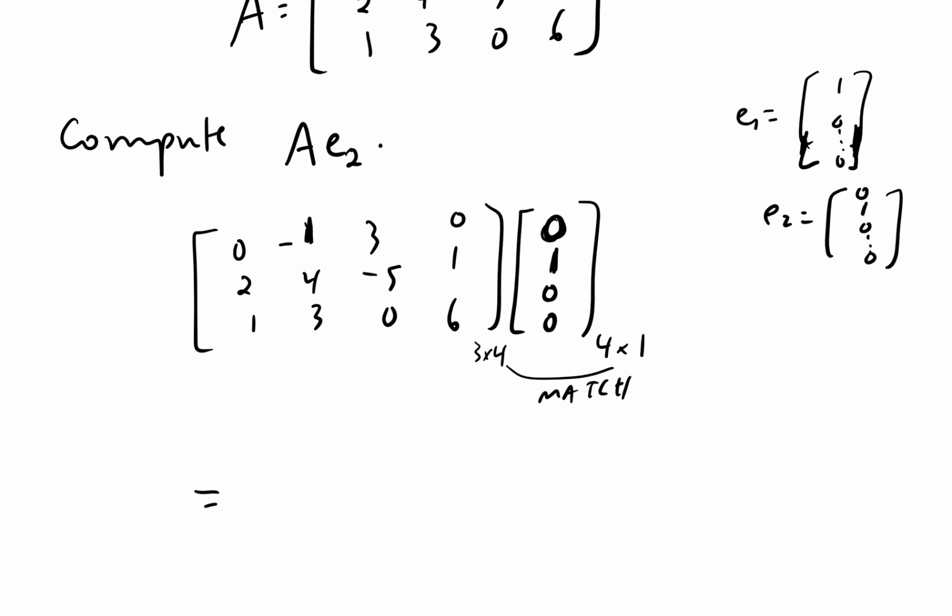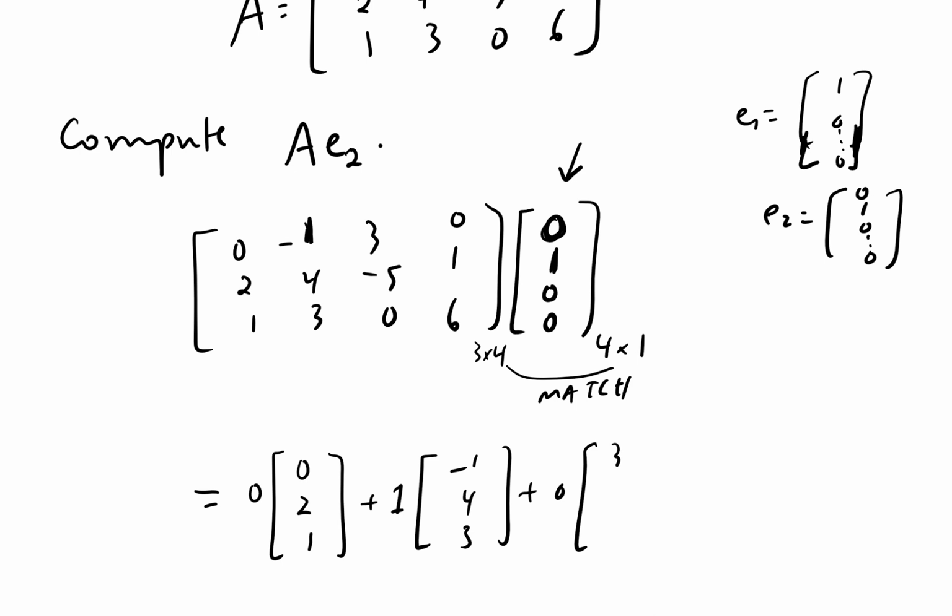So when I multiply this vector by the matrix, this is what we can do. We can take the 0 multiplied by the first column, (0, 2, 1), then the 1 multiplied by the next column, then the 0 multiplied by the next column, and the last 0 multiplied by the last column.